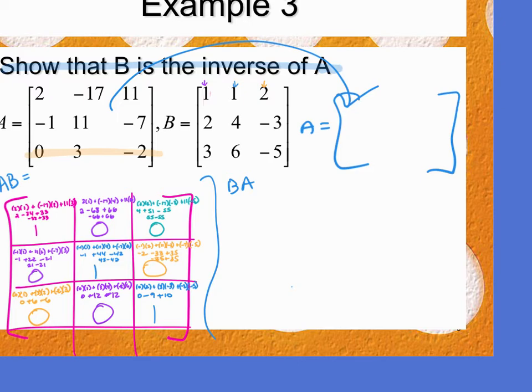So I'd be doing row 1 here, row 1, then column 1, then row 1, then column 2, then row 1, then column 3, right? Yes, super tedious. The good thing is you're practicing your multiplication and you don't have to do it a lot. Okay?